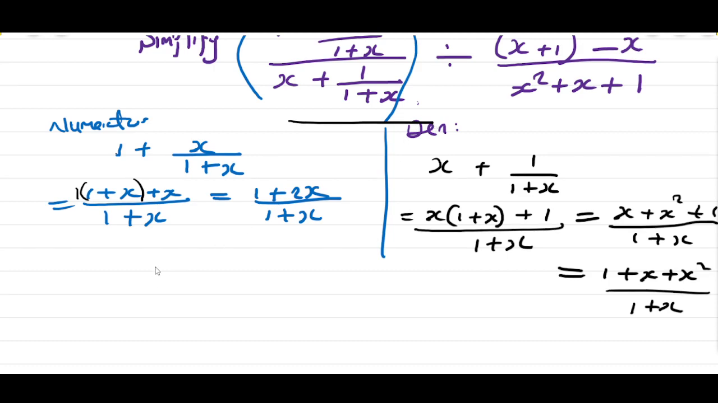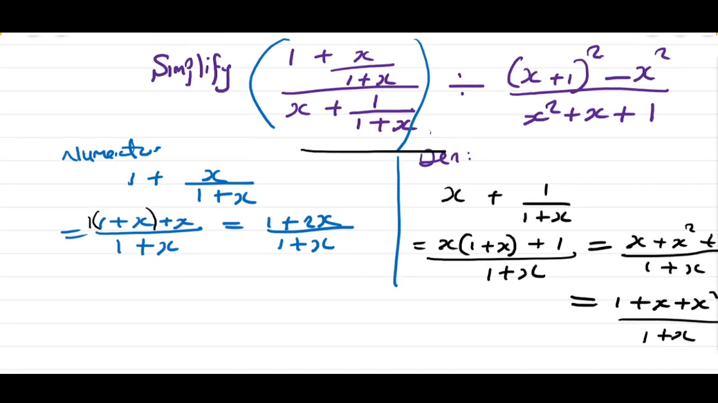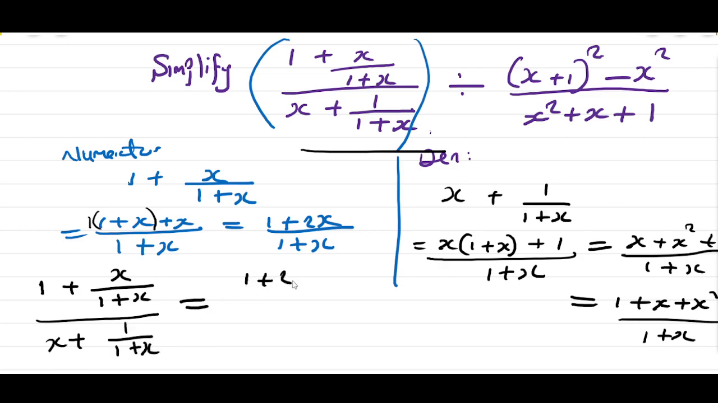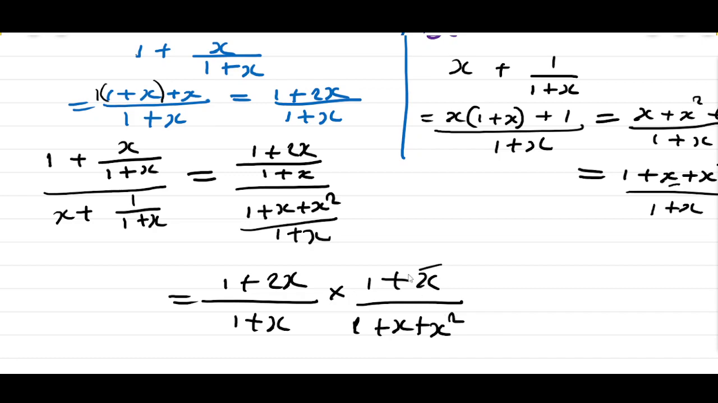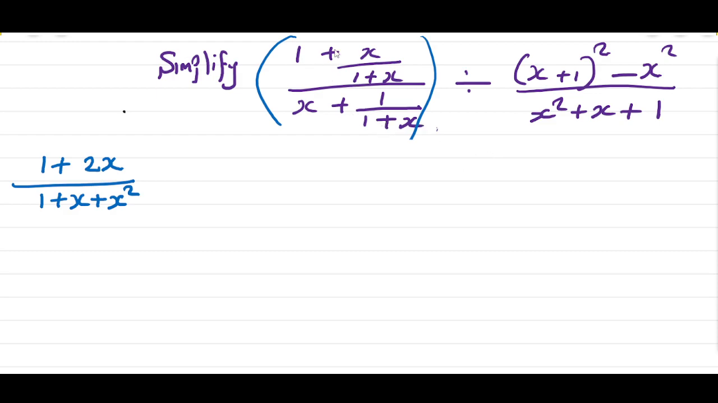If you put everything together, we will notice that this expression, which is 1 plus x over 1 plus x all divided by x plus 1 over 1 plus x, is the same thing as 1 plus 2x all over 1 plus x, divided by 1 plus x plus x squared all over 1 plus x. This is the same as 1 plus 2x all over 1 plus x, multiplying by 1 plus x all over 1 plus x plus x squared. Then we can cancel out and notice this is equal to 1 plus 2x all over 1 plus x plus x squared. So we have observed that the part highlighted in blue is equal to 1 plus 2x all divided by 1 plus x plus x squared.